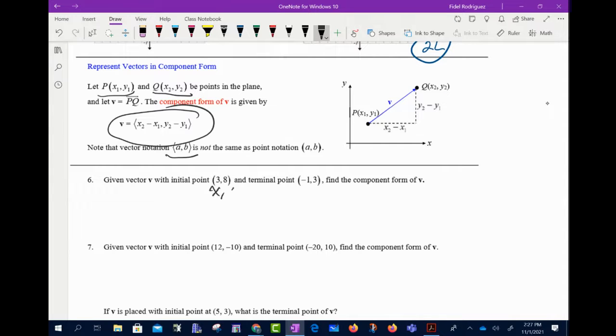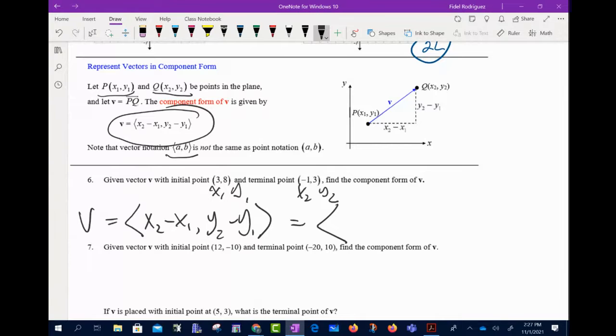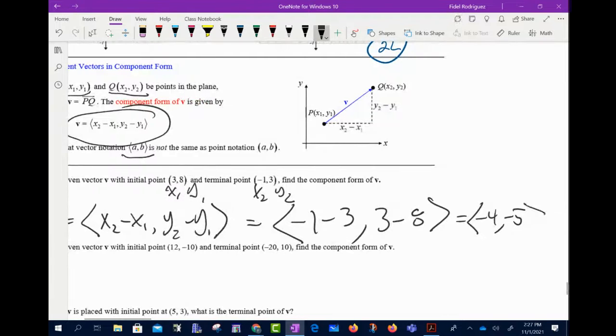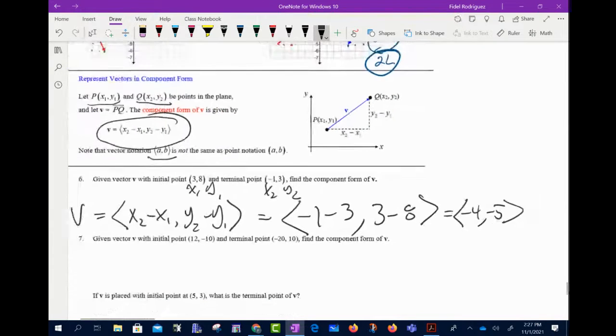So look, y'all, this is my x1 and my y1. This is my x2 and my y2. So the way we're going to write our component form of V is by using this formula here, x2 minus x1, comma, y2 minus y1. And so we're going to take those numbers and do a little plug and chug. So x2 minus x1 is going to be negative 1 minus 3, comma, y2 minus y1 is going to be 3 minus 8. And so this is going to be negative 4, comma, negative 5, using our vector notation.